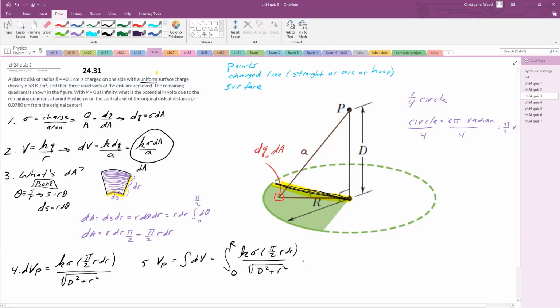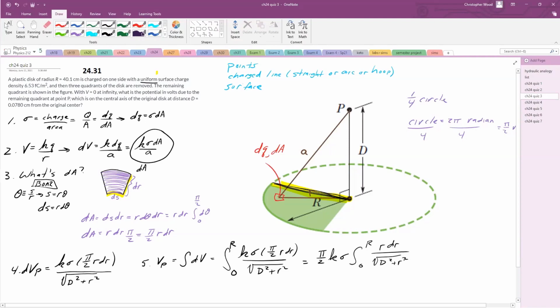So let's bring out the constants. K sigma is a constant. So is pi over 2. Maybe I'll do it like this. Pi over 2 is a constant. K is a constant. Sigma is a constant. And I'm left with this integral of r dr all over the square root of d squared plus r squared.